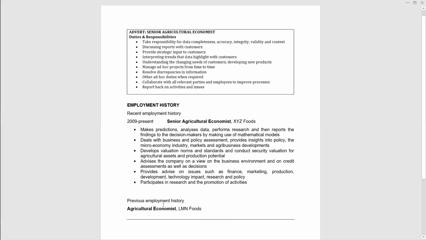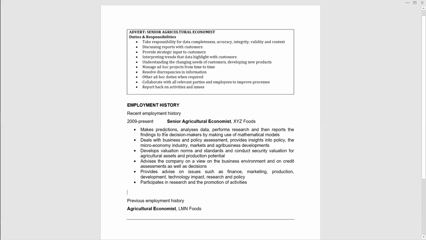You can just say previous employment history and the job title, as well as the company name. You don't even have to mention the years, because sometimes it can work to your disadvantage. Employers are not allowed to discriminate against you because of your age, but weirder things happen in this world, guys. So yes, that's that.